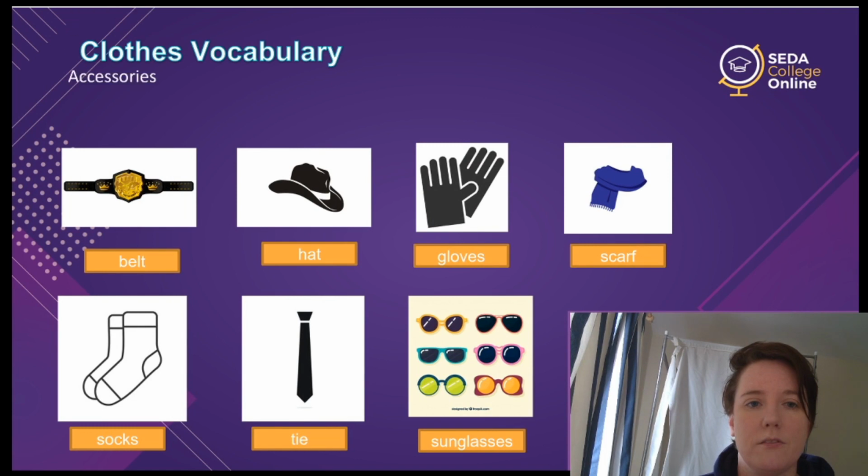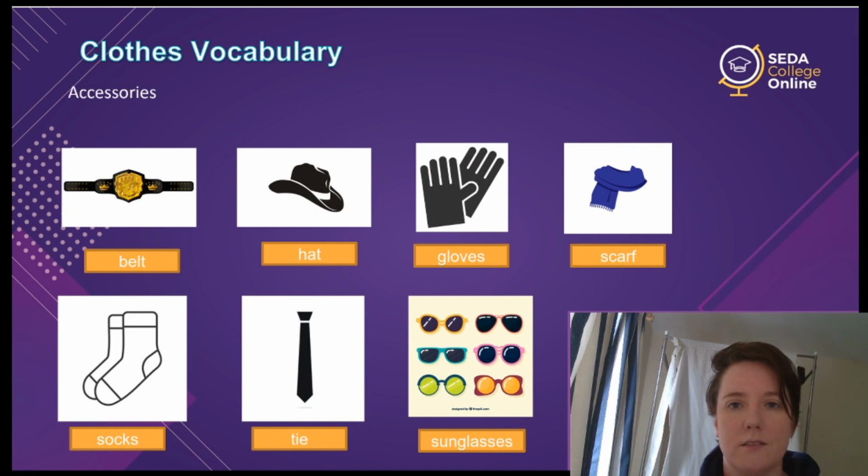Here we have accessories, okay? So in the first one, we have a belt, okay? This is a very fancy belt. I don't know, really fancy. I don't think you would get this belt in Penneys, I don't know. But yeah, that is a belt.